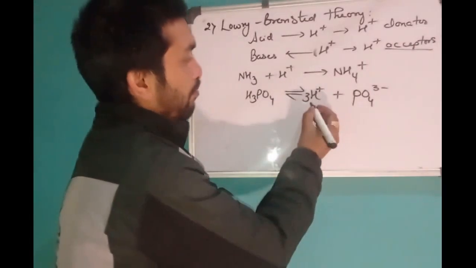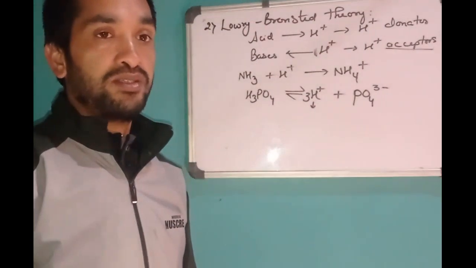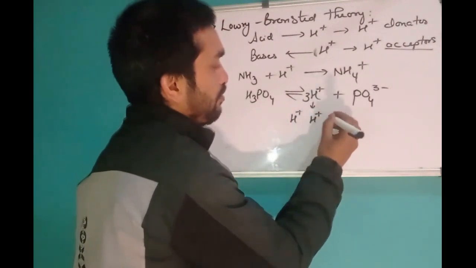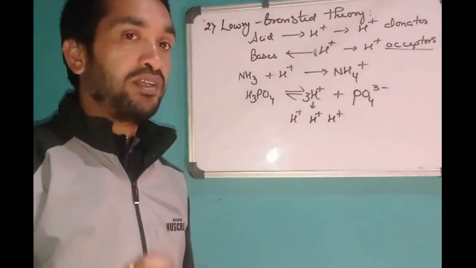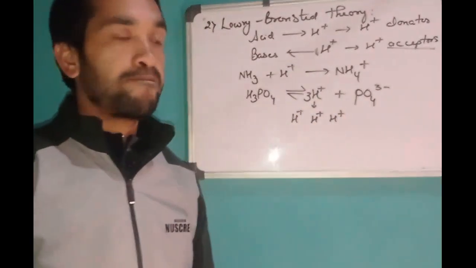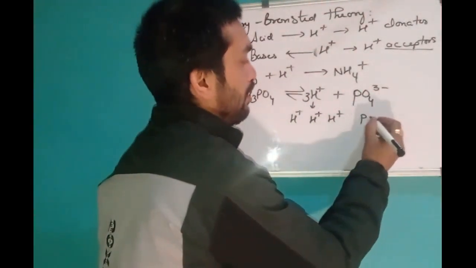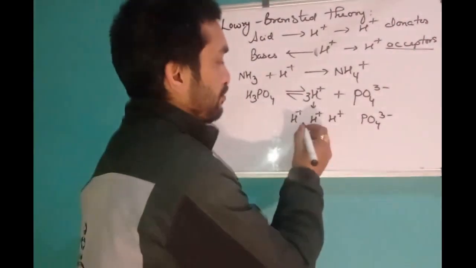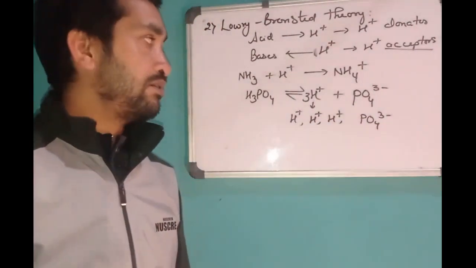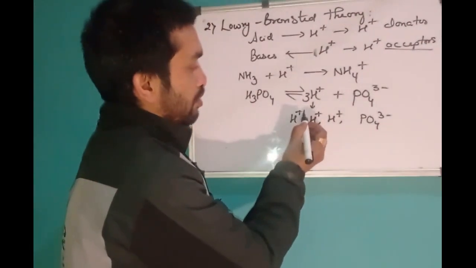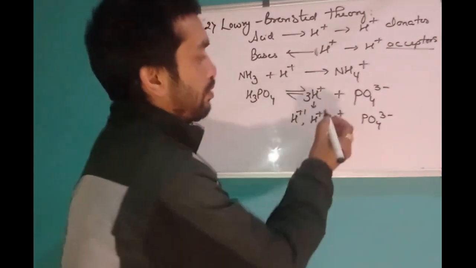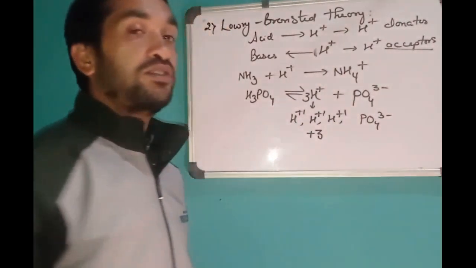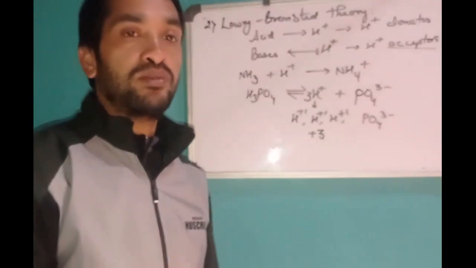How? See, if I break this, there are 3 H plus, let me make it simpler: H positive and H positive and H positive. Hope it is clear why I am writing 3 times, because there are 3 H plus ions. Next is your phosphate ion, PO4 3 negative. So actually you got 4 ions. Now take out the charge, positive and negative. Plus means plus 1 by default. Again plus 1, again plus 1. So overall there are 3 positive charges: plus 1, plus 1, plus 1, plus 3.